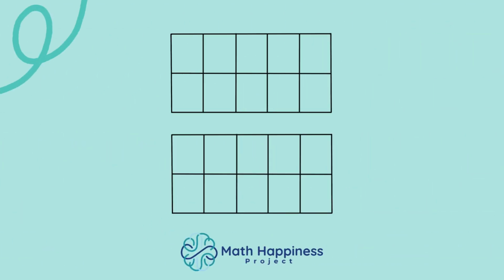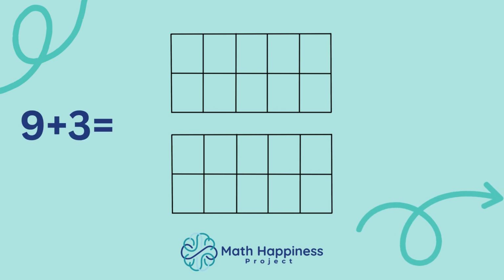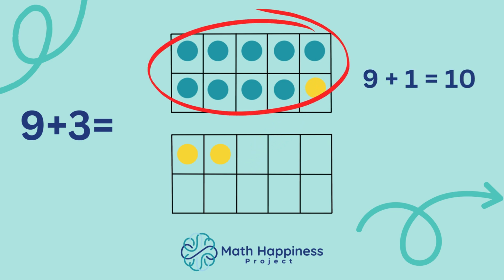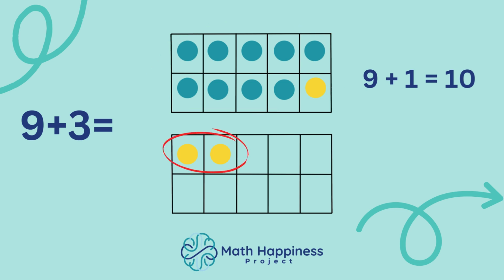Let's go ahead and try another one. How about 9 plus 3? Erin? Okay, I have 9 on one 10 frame, and then I have 3 on the other 10 frame. I can move 1 from the 3 to the 10 frame with the 9. Now I have a full 10 frame and 2 more, which helps me to see the total is 12. So I can see that 9 plus 3 equals 12.